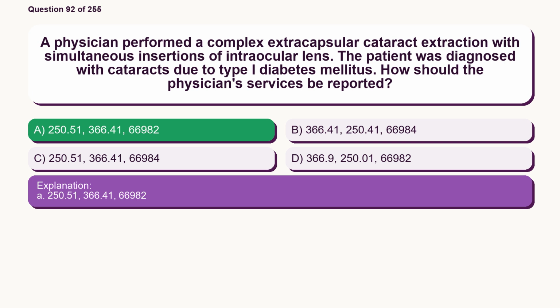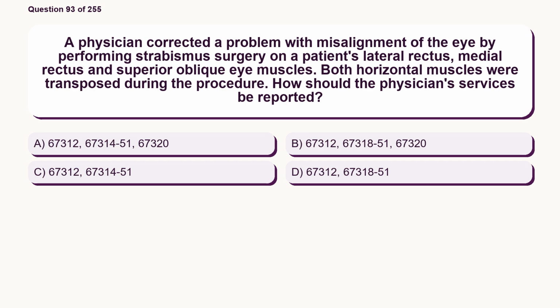A, 250.51, 366.41, 66982. Question 93. A physician corrected a problem with misalignment of the eye by performing strabismus surgery on a patient's lateral rectus, medial rectus, and superior oblique eye muscles. Both horizontal muscles were transposed during the procedure. How should the physician's services be reported? Option A, 67312, 67314-51.